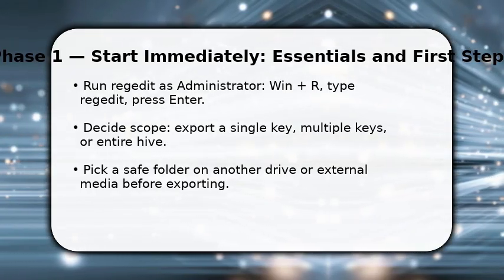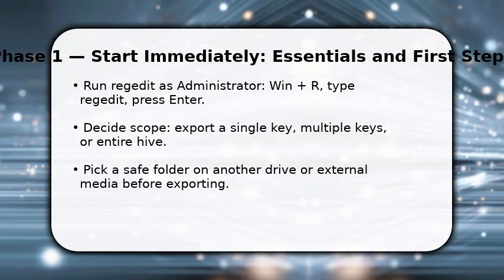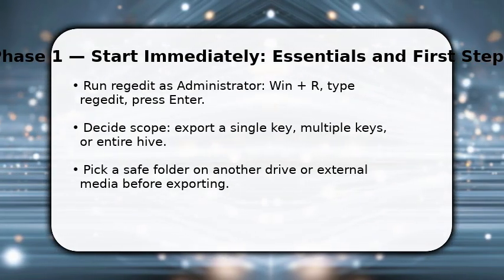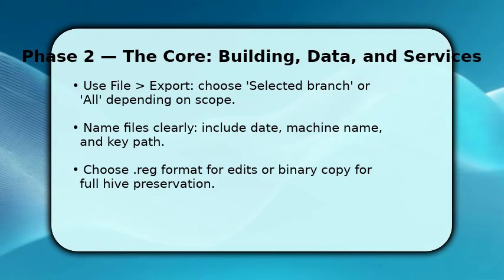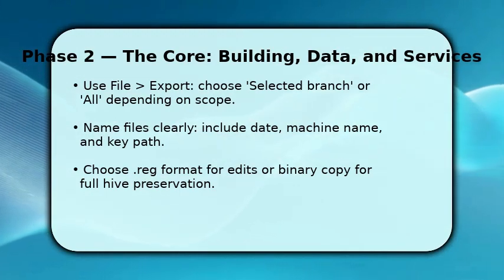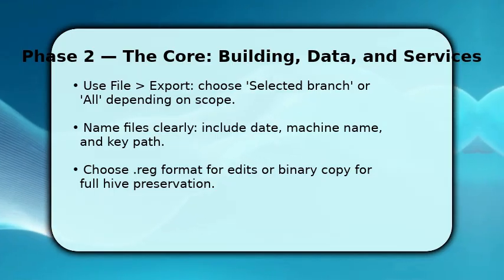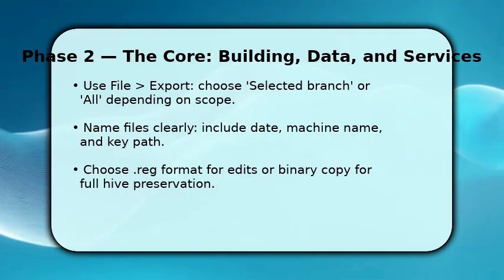Now prepare to export. Understand whether you need a targeted .reg file or a full Hive copy. Once you've chosen the key or Hive, use File then Export to create the backup file. Selecting "Selected branch" reduces size and risk, while "All" captures the full registry. Name the file with a clear pattern, for example, PCname_YYYYMMDD_HKLM_Software, so you can track versions. Save into the secure folder you prepared.